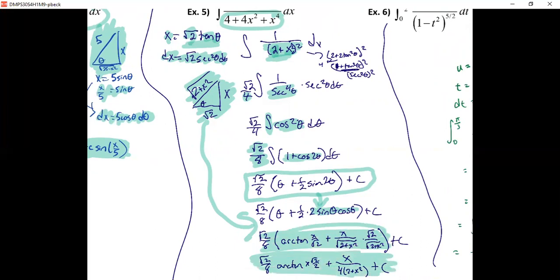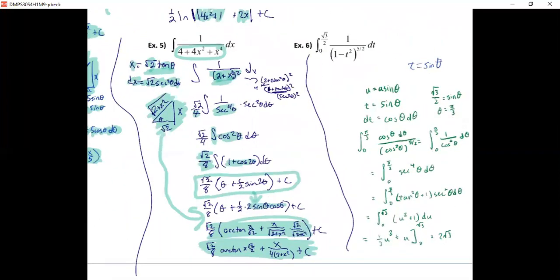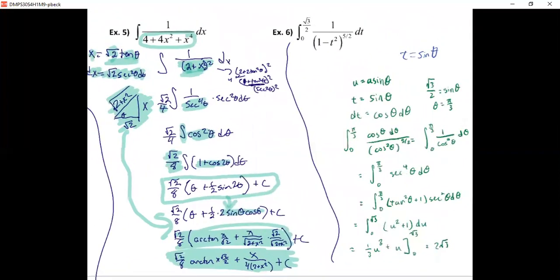Lots and lots of fun. Lots, as I said, of random skills. We use some double angle formulas in there. We use some power reducing formulas in there. We did our trig substitution in there. Absolutely beautiful. And then last but not least, we have this problem, which is a definite integral.